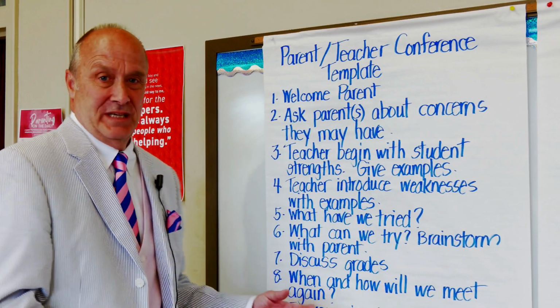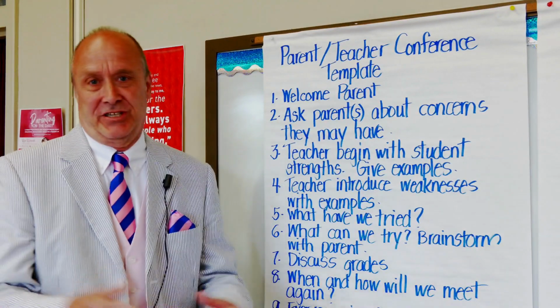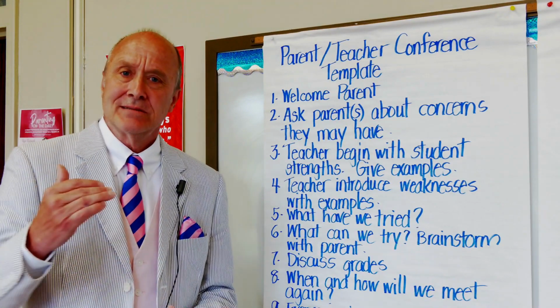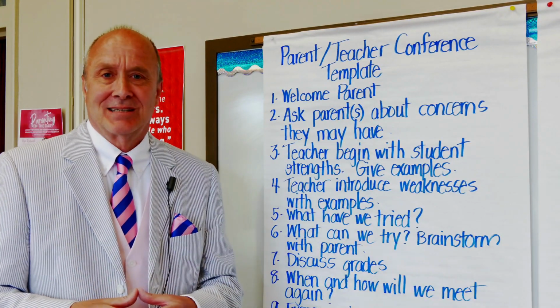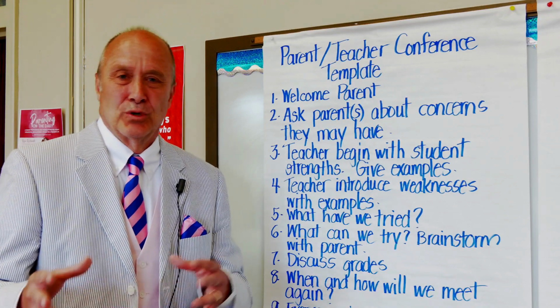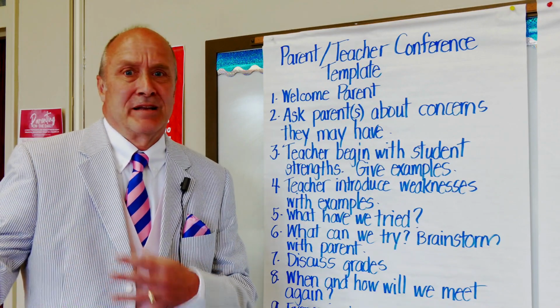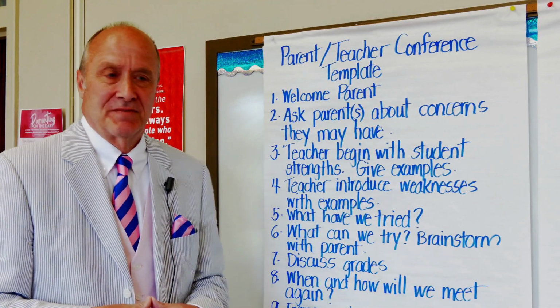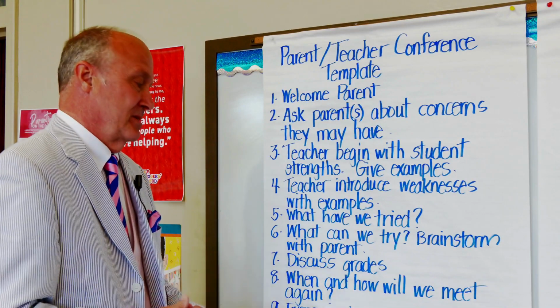Then brainstorm together with the parent. What could we do to help the child in his or her weaknesses? Make a list of them. That's not going to work. I don't see him being able to work with another child right now. Just thinking off the top of my head. But make a list of those things.